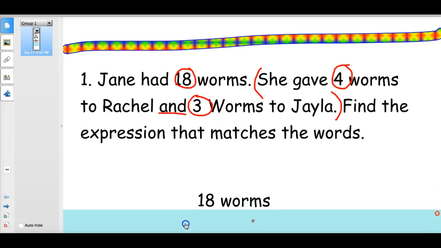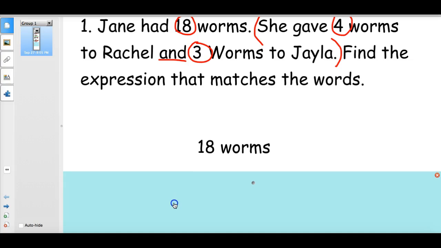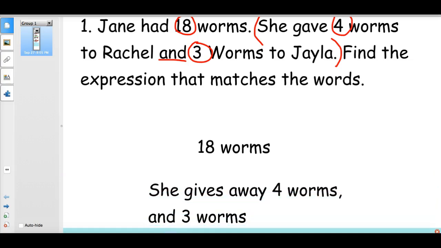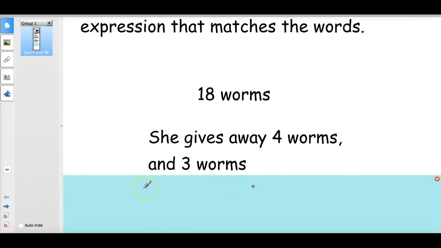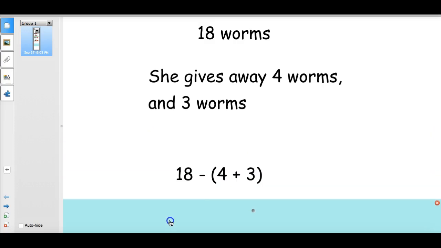So the first thing that I'm going to show is that I have 18 worms, or Janae had 18 worms. She gives away 4 and 3 worms. The way I'm going to represent this is I'm going to say 18 minus 4 plus 3. So 4 plus 3, I'm adding those together because both numbers are going to be subtracted from 18 anyways. So because both are going to be subtracted from 18, they are added together before they're subtracted.